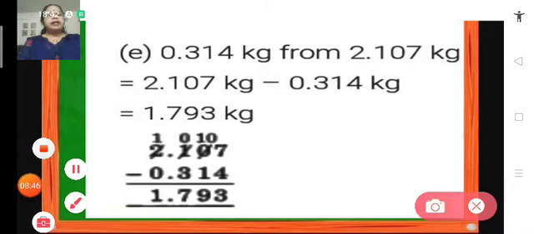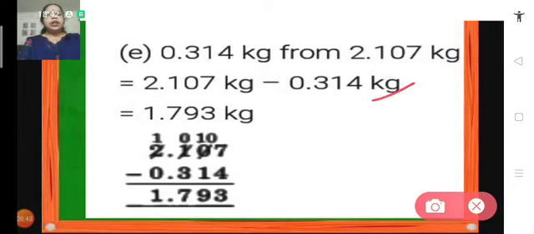So, it is 2.107 kg minus 0.314 kg. They are both like decimals. We write them like this and start subtraction from the thousandths place. 7 minus 4 becomes 3. In hundredths we have 0. So, we borrow 1 from tenths and we get 10 here in the hundredths place. So, 10 minus 1 becomes 9.